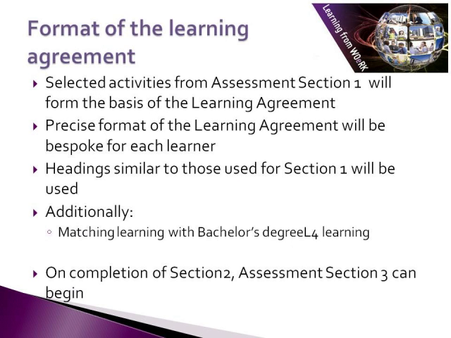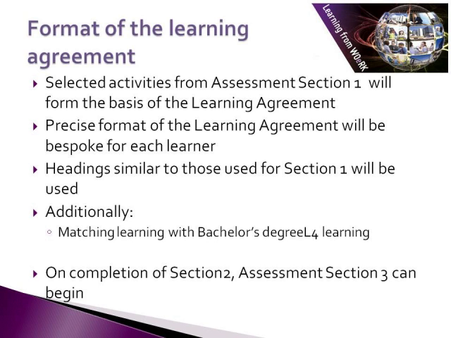Based on the selection factors mentioned in the previous 2 slides, a list of activities will be drawn up. The precise nature of the format of the learning agreement will be bespoke for each learner. The headings for each activity will be similar to that drawn up for Section 1: activity title, activity description, etc. However, to this will be added goals for the learner to explore in more depth the learning that has occurred and align that learning with Level 4 learning. Each goal will be related to the particular activity and a timescale agreed for completion of that activity.